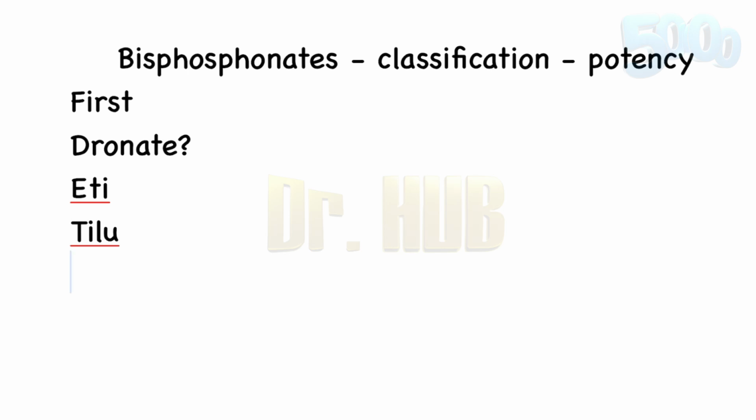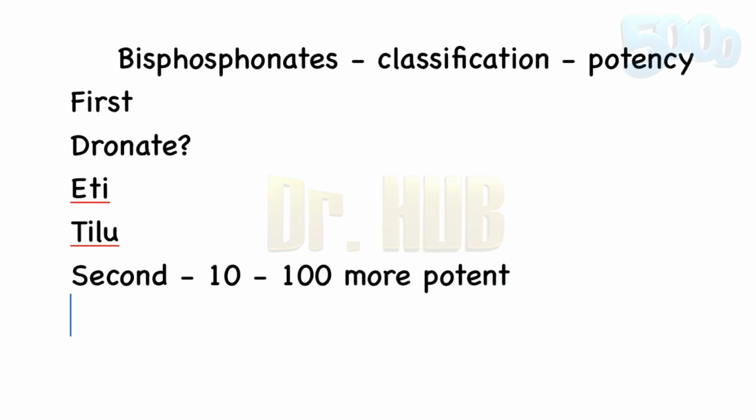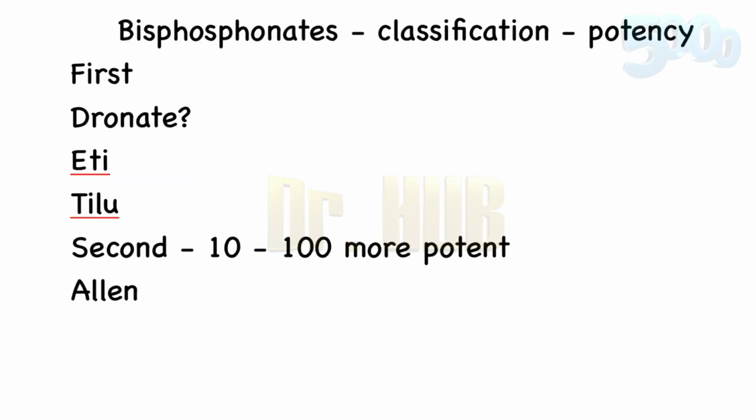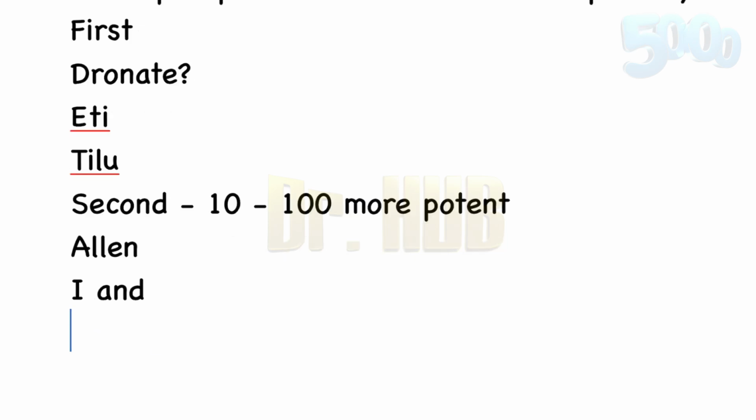Now moving on to the second generation. How is the second generation separate from the first? The second generation is around 10 to 100 times more potent than the first generation. So what are the drugs? It includes the alendronate, the pamidronate, as well as the ibandronate.